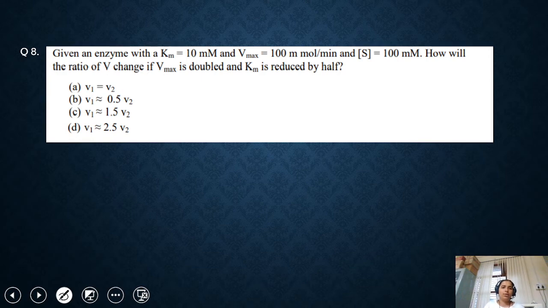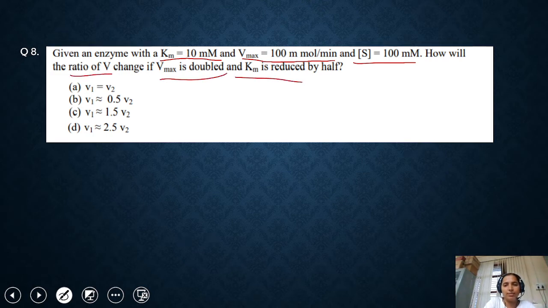What they have given is an enzyme with Km equal to 10 millimolar and Vmax equal to 100 millimole per minute, and S is given as 100 millimolar, that is the substrate concentration. How will the ratio of V change if Vmax is doubled and Km is reduced to half? So they are asking how it will change when you double the Vmax and Km is reduced to half.